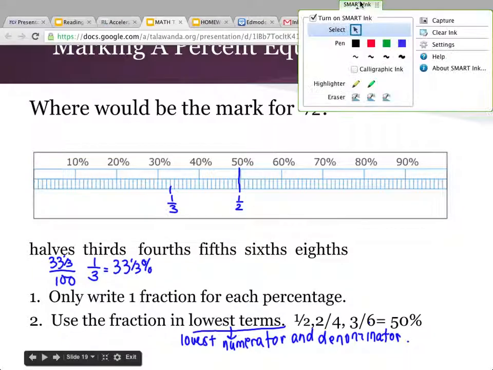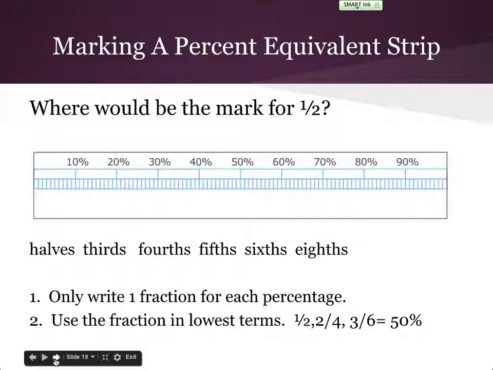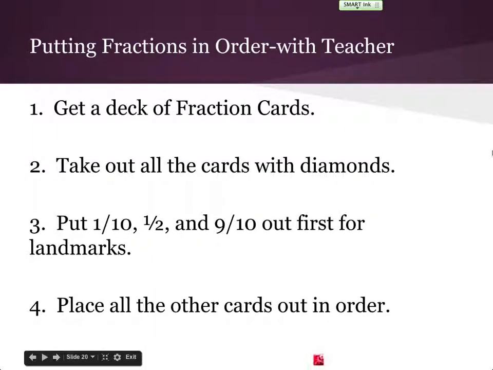Let's look at what you're going to be doing in small group with me today. For small group today, we're going to have what I call compare cards, which you'll be using a lot of. They look like these. How many of you have used these in the past in 4th grade? What we're going to do is cut these out, and there are some that have diamonds on them, and the diamond ones we're not going to work with today. After we take out all the diamonds, we're going to put 1/10, 1/2, and 9/10 down as a marker. And then we're going to put the others in order.